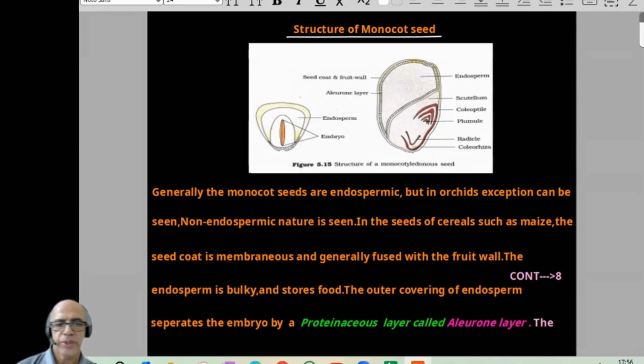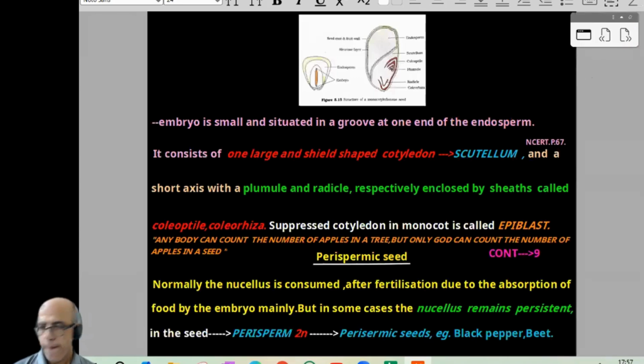Then structure of monocot seed, generally endospermic, orchid exception. Then we find the endosperm is bulky and stores food. The outer covering of endosperm separates the embryo by a proteinaceous layer called the aleurone layer with a triploid nature. Then scutellum, a single large shield-shaped cotyledon. Then there is coleoptile, coleorhiza, plumule, radicle. The suppressed cotyledon in monocot is called the epiblast.